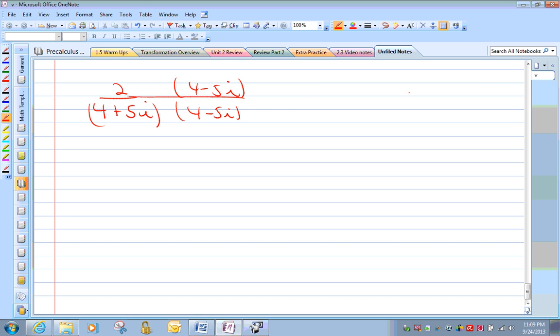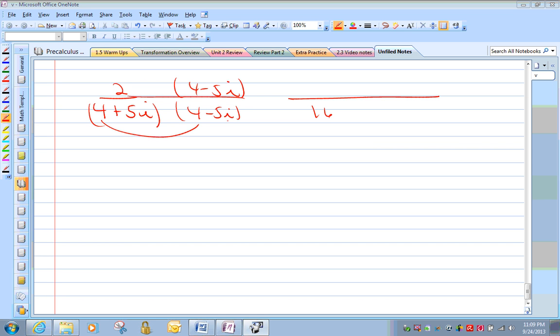Let's look at the bottom first. So we have 4 times 4 is 16, and then their conjugates, so you know that middle term goes out, but if you don't know that, you'd have negative 4 times 5 is negative 20, and you'd have 5 times positive 4, which is positive 20, and that would end up giving us our denominator. Okay, so 16.